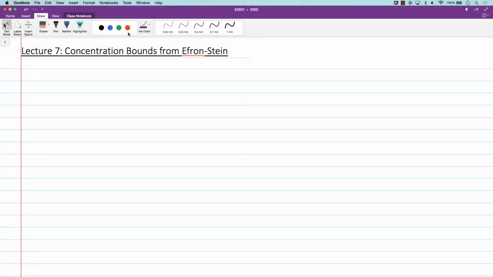Hi. In the previous week, starting from lecture number 5, we saw this Efron-Stein bound which controls the variance of random variables. It allows us to divide the variance of a random variable, which is a function of multiple independent random variables, into variances associated with individual components.